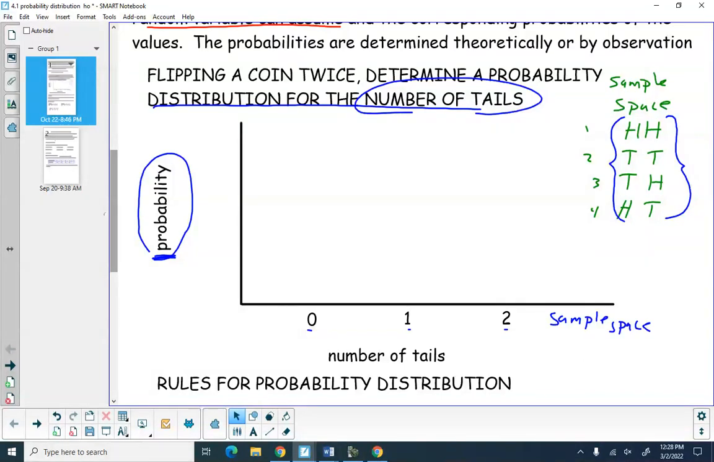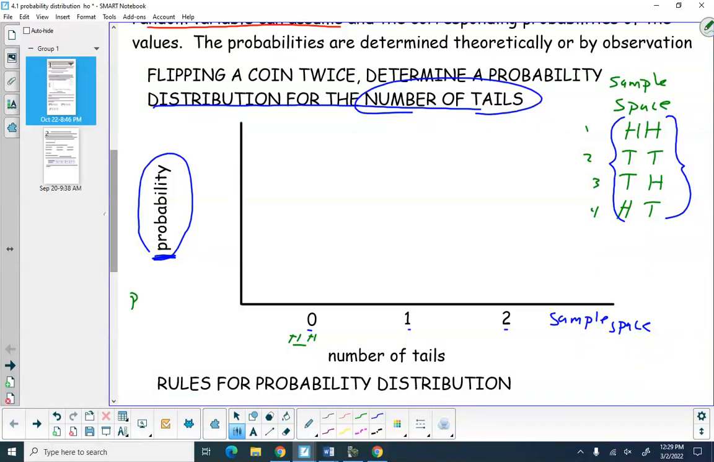Of those four, what would be the probability of flipping 0 tails? Well, I can have a head, head, tail, tail, tail, head, head, tail. How many of the 4 have 0 tails? Well, that's the first case. It's just head and a head. So if I have a head and a head, I have 0 tails. So I have one scenario up here out of the 4 that has 0 tails. So the probability of getting 0 tails is 1 out of 4.